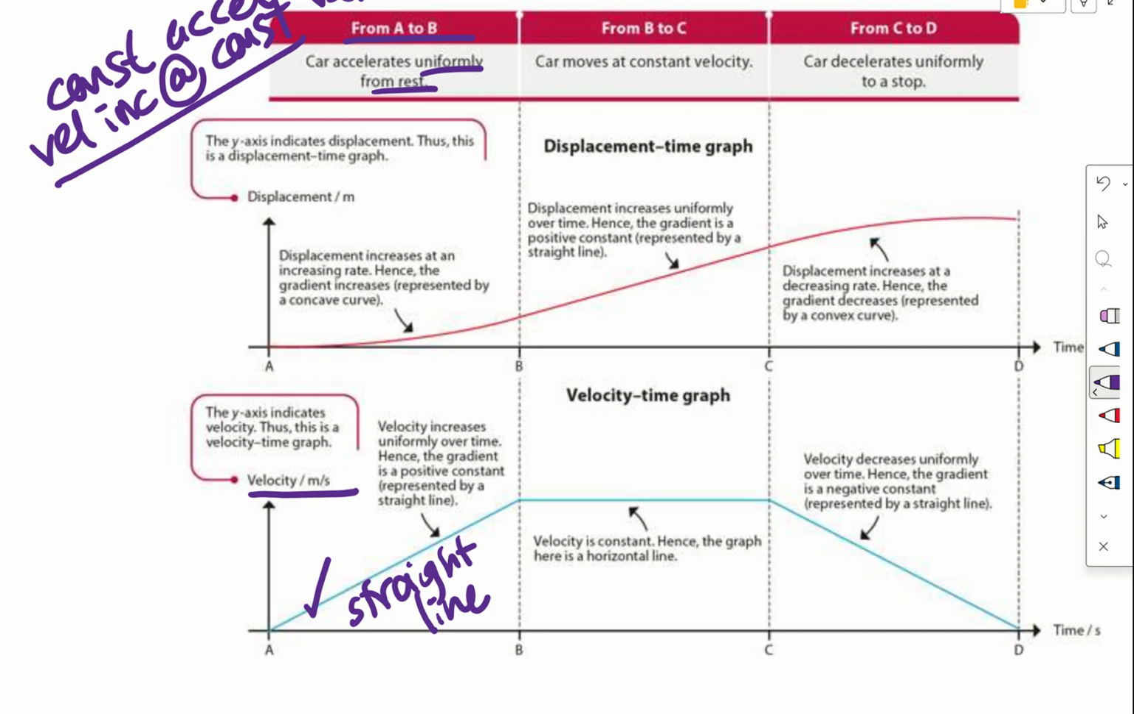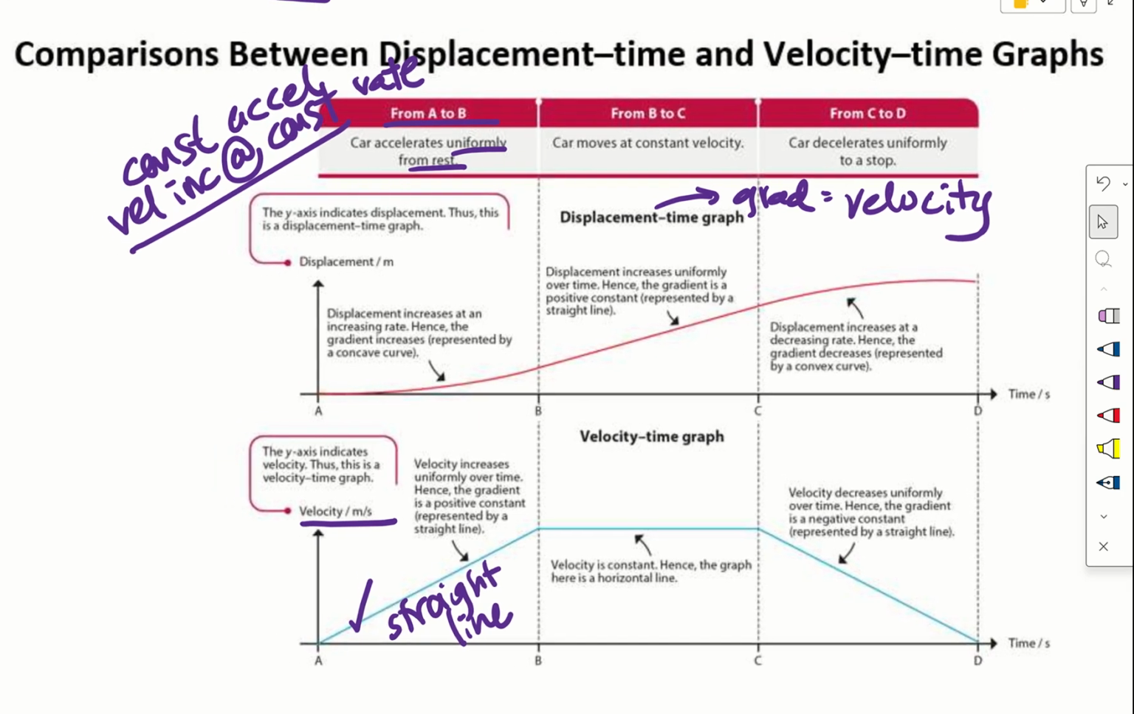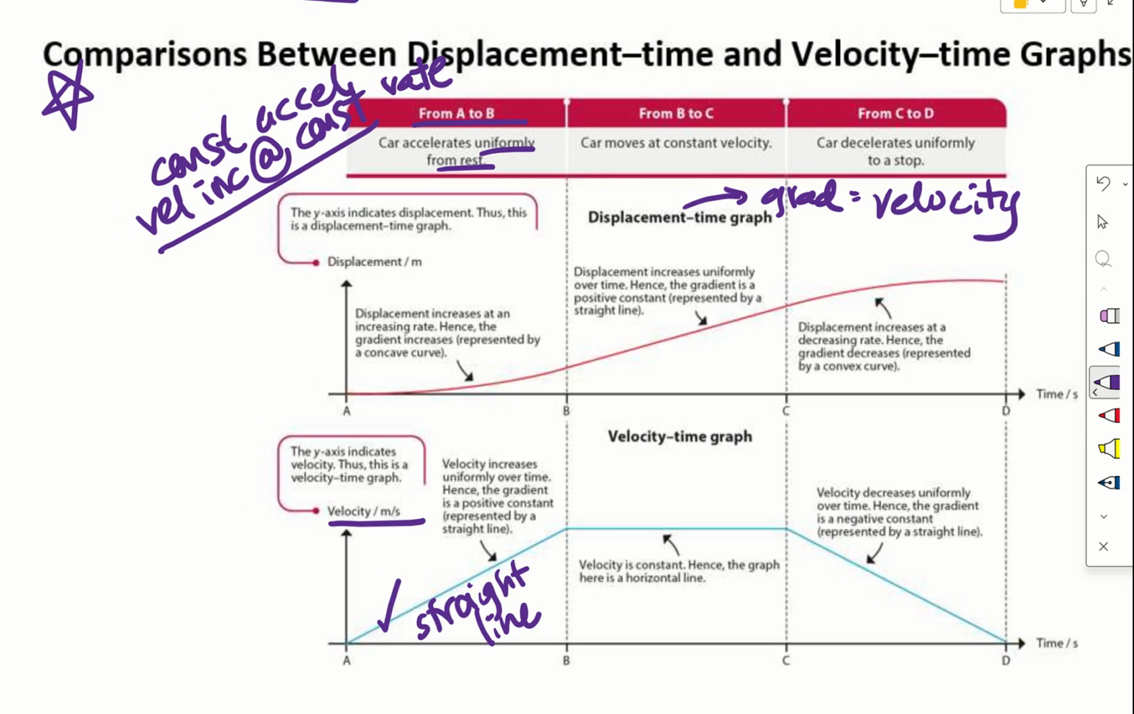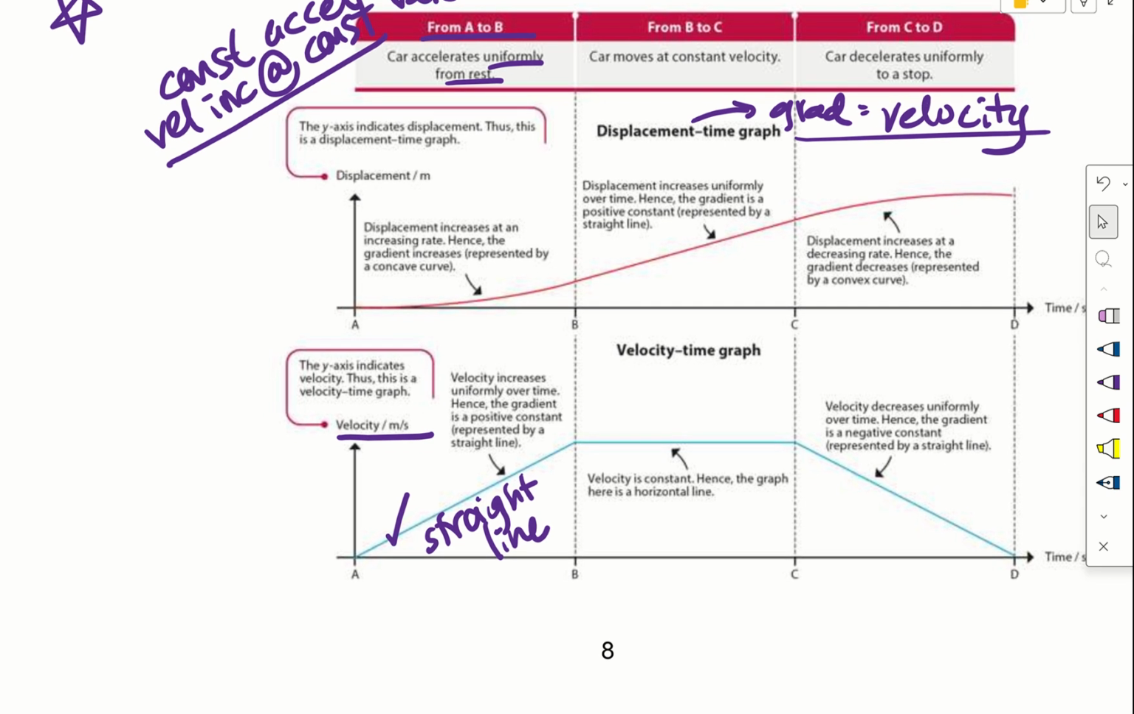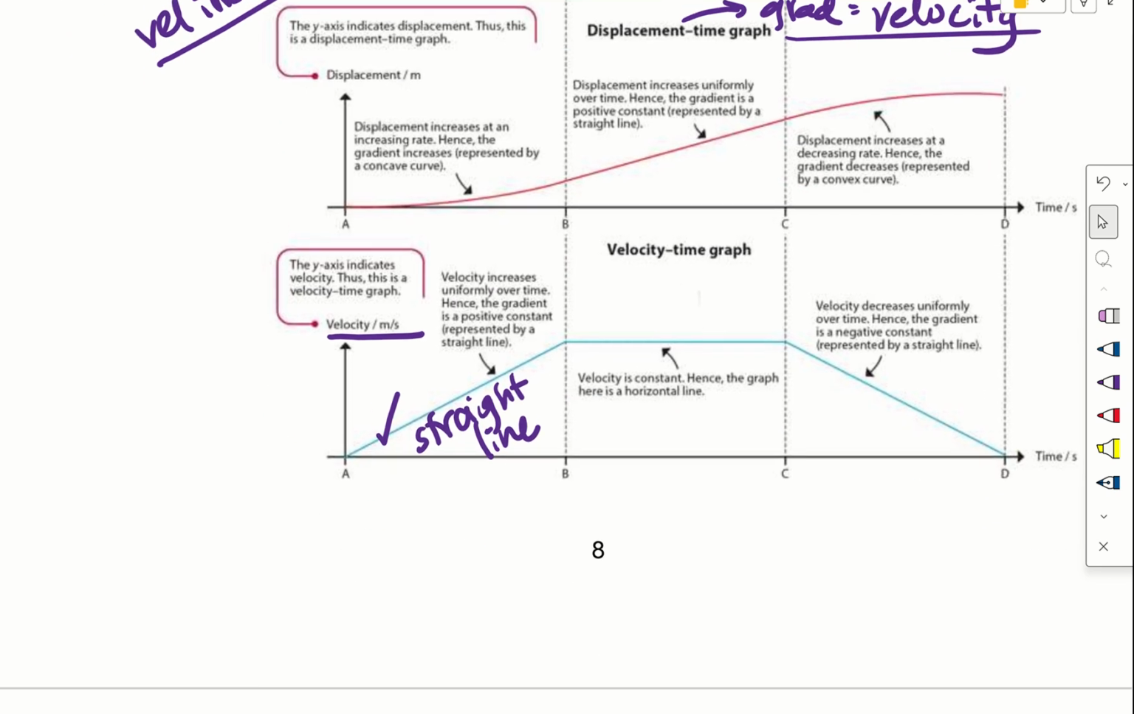So this part is okay, but how do we translate it to displacement time? You need to know what is important. The gradient of displacement time represents velocity. This section is very important because sometimes the question will ask you to draw a displacement time graph and translate it to velocity time, or they give you a velocity time graph and ask you to translate it back to displacement time. So in order to do that properly, you need to know what is important for each graph. For displacement time graph, the gradient represents velocity, but because my velocity is increasing, therefore my gradient must be increasing.